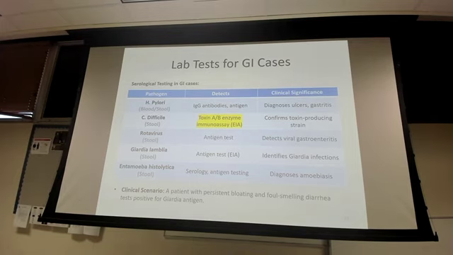All right, so serological testing in GI cases. You have H. pylori that detects the IgG antibodies and antigen. You have C. diff, rotavirus, Giardia lamblia, and Entamoeba histolytica. So the one that's highlighted is the one that's important. Look for that toxin A/B enzyme immunoassay, EIA.